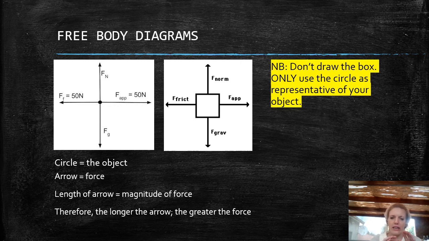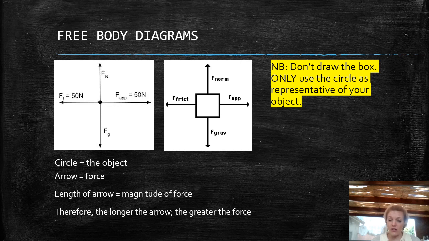So I want you to look at these objects here. Let's look at the first one. You've got an object in the middle that's drawn with a circle. Then you've got normal force, remember, perpendicular from the object. You've got applied force, and you have frictional force, and then gravity. They have actually given you the applied force and the frictional force. And you will see that they're both 50 newtons, which means that they are equal.